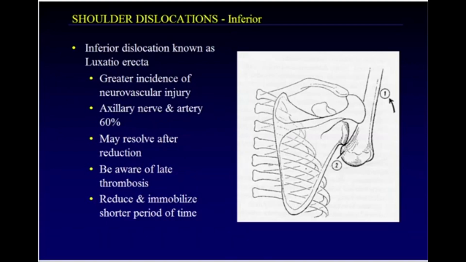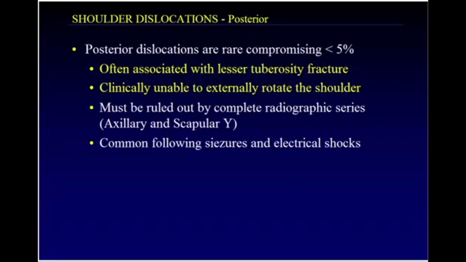However, you have to be aware of the potential for late thrombosis of the axillary artery. So these patients do need to be followed serially with clinical exams after reduction of the shoulder, because even though they may have intact pulses after you reduce it, they can go on to develop thrombosis of the axillary artery. So you want to reduce them and immobilize them for a relatively short period of time, because these injuries are typically stable after reduction.